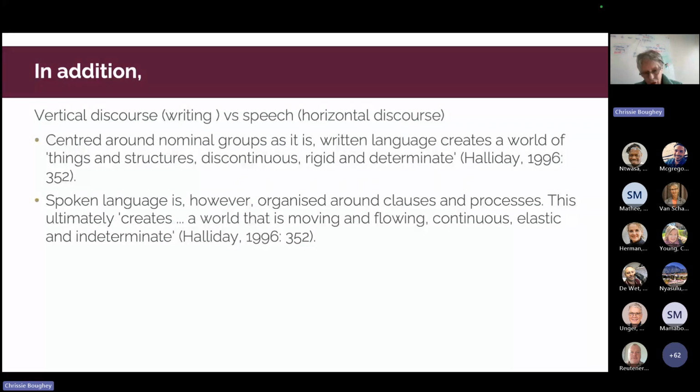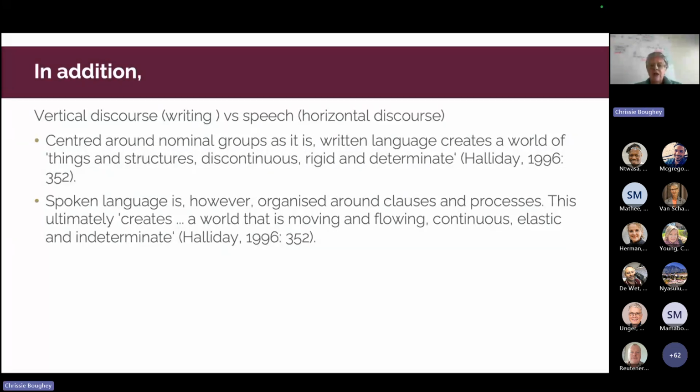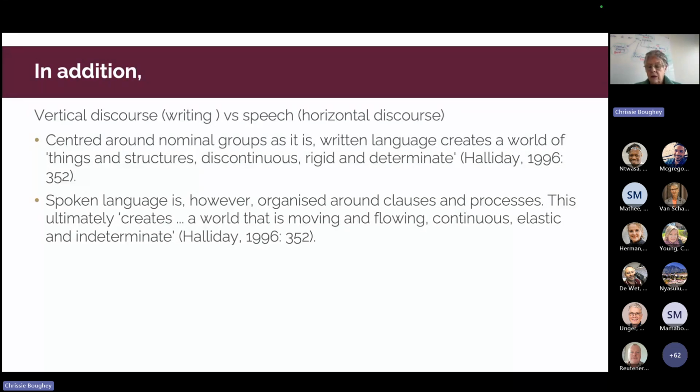Speech, on the other hand, is organized around clauses and processes. And this ultimately creates a world that is moving and flowing and continuous, elastic, and indeterminate. So as students move from the horizontal discourse of the home, the kind of statements like "it always rains in summer," to the vertical discourse of school, the rain cycle, they're going to draw on different linguistic forms.